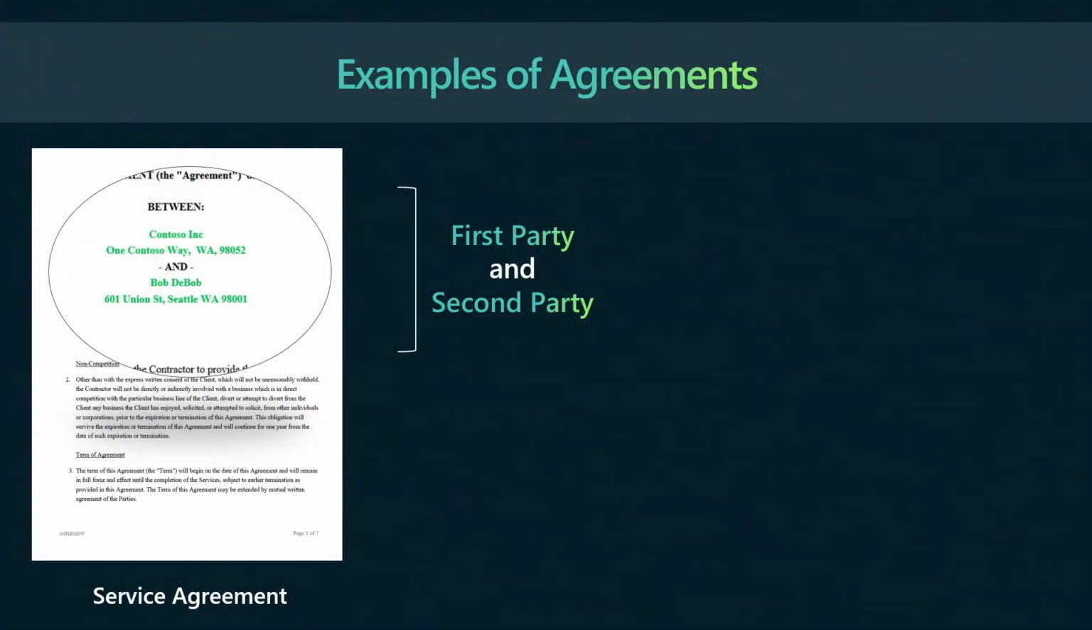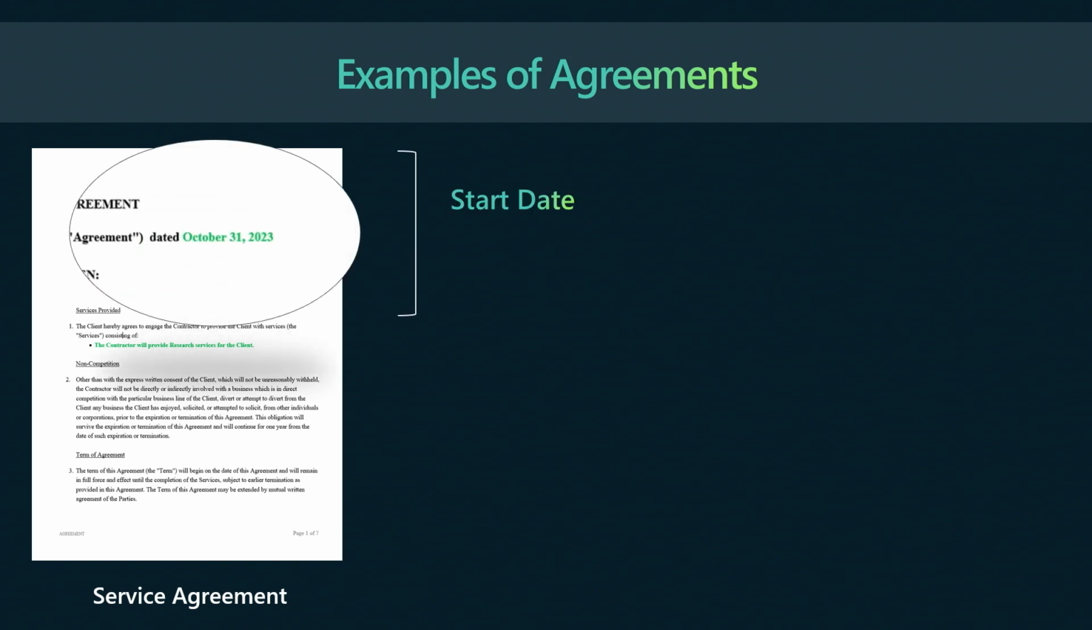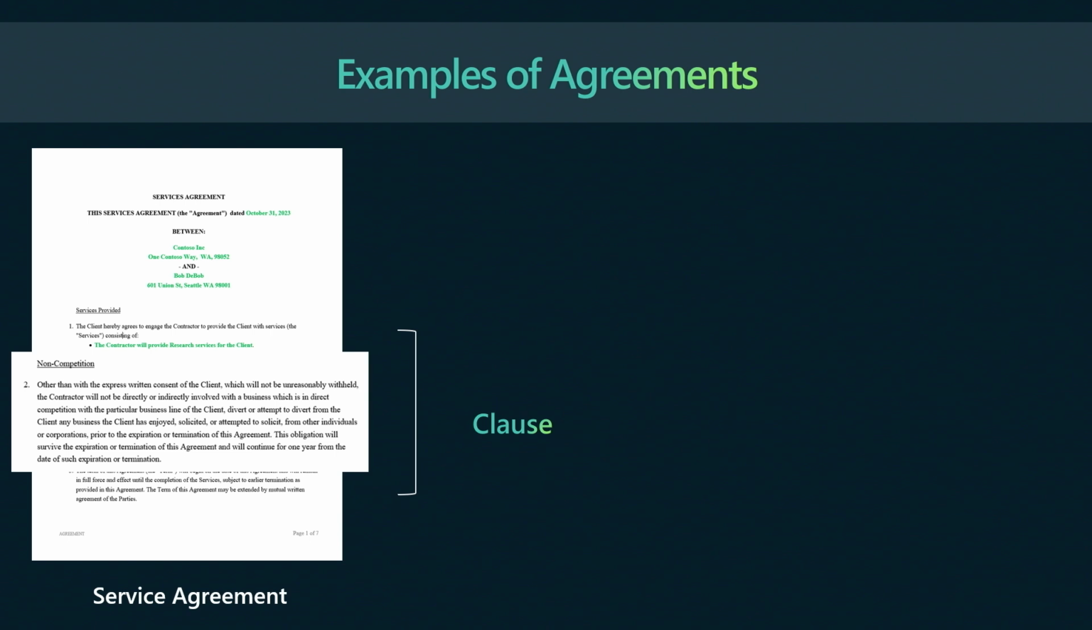So an agreement typically has a first party and a second party, the parties involved in that agreement. There's a start date. There's also an end date. There are clauses, or what we call snippets or clauses in an agreement, and there could be many clauses. Sometimes these agreements are really long, like 100 pages long, and there may be several clauses in these agreements.